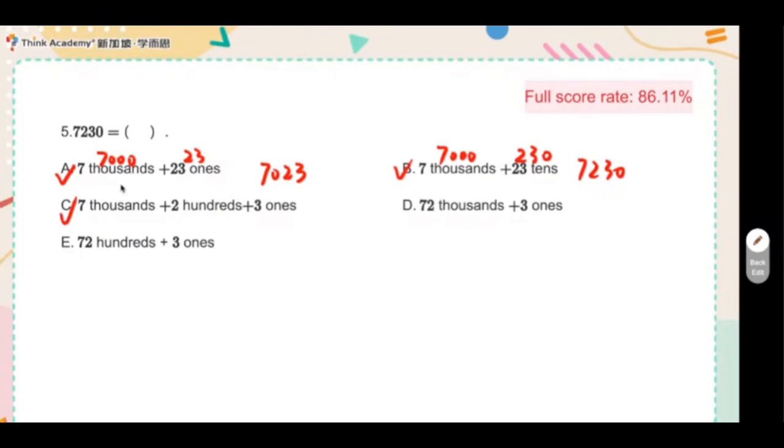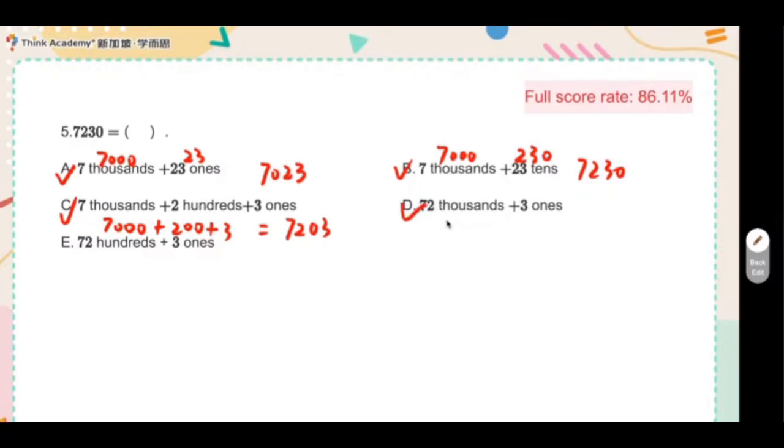Then let's move on to the next question. Option C. 7,000 is just 7,000, right? And then 203 ones. So what is the number here? Type in your chat box. Good job. That will be 7,203, right? Then how about option D?